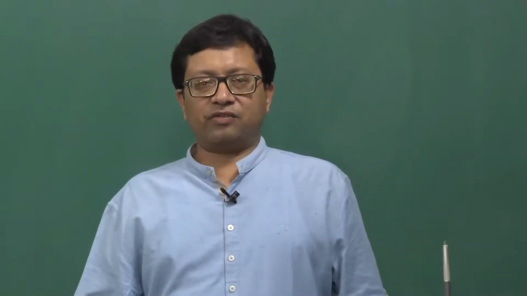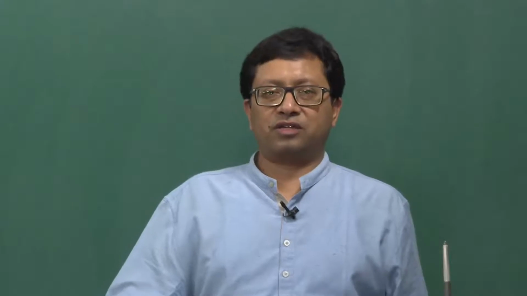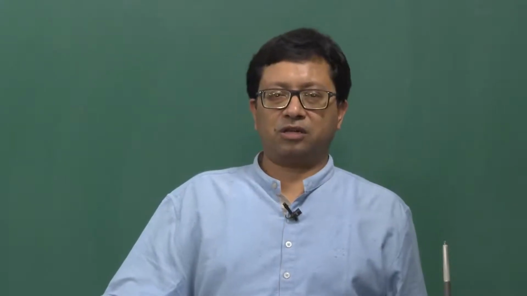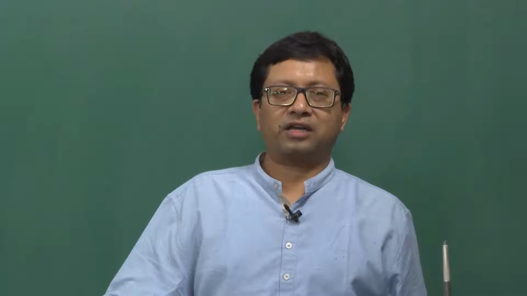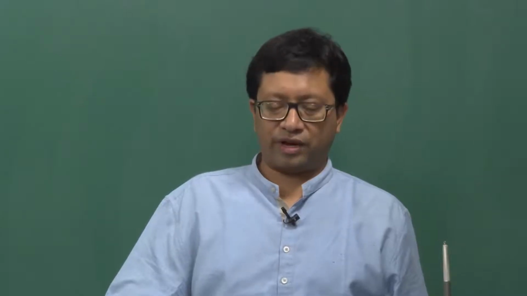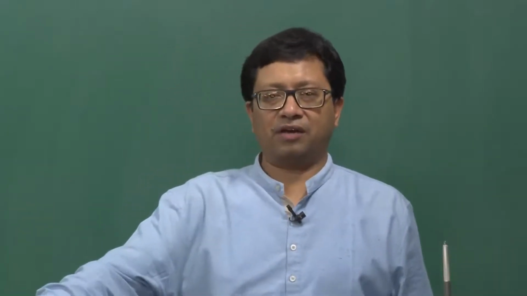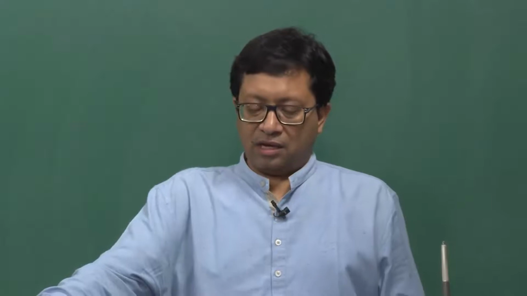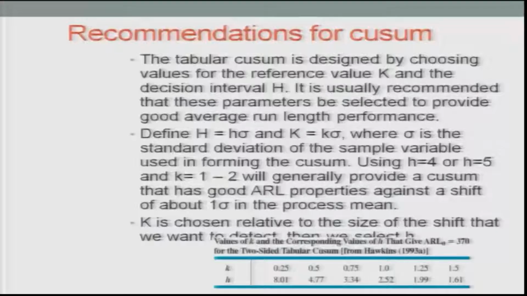And the decision interval, based on which you will take a decision whether it has crossed the limit or is below the limit, is H. For the ARC example, last example, we took it as 5. And the 29th reading, when it was 5.28, it crossed it and we gave comments accordingly. It is usually recommended that these parameters be selected to provide good average run length performance.